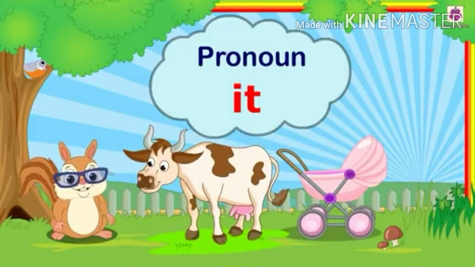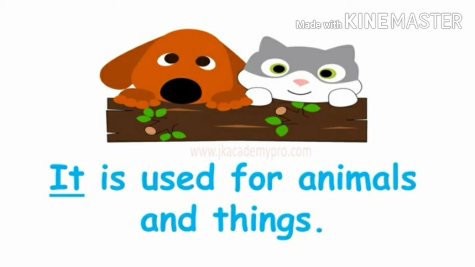Now let's understand the pronoun it. It is used for animals and things. It means that the name of an animal or thing can be replaced with the word it. So it is a pronoun which is used for animals and things, and it can replace their names.